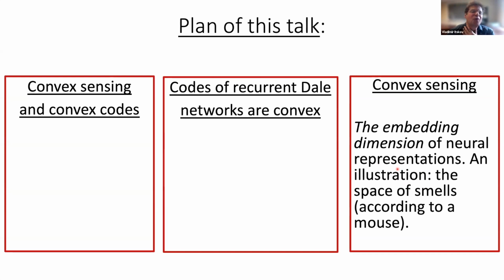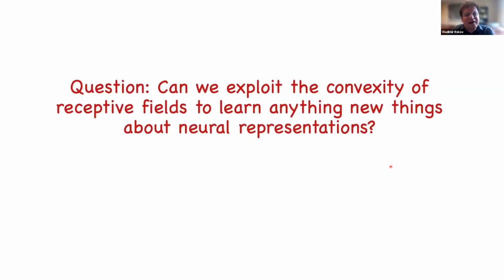But what people do know is that whatever animal sense of olfaction throws away most of this information and projects it into presumably much smaller dimensional space. And then the next question: if we somehow assume that the receptive fields in that new space are convex, can we infer something about the space? For example, the dimension of olfactory space, which is still somewhat controversial topic, as a matter of fact. Okay, and question: can we exploit convexity of receptive fields to learn new things about neural representations?